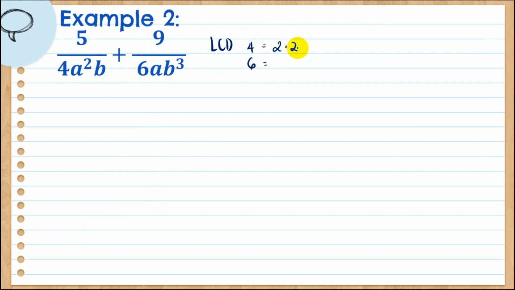For 4, we have 2 times 2. For 6, we have 2 times 3. Ano yung unang common? We have 2. Then the remaining, we have 2 and then 3. 2 times 2 is 4 times 3 is 12.